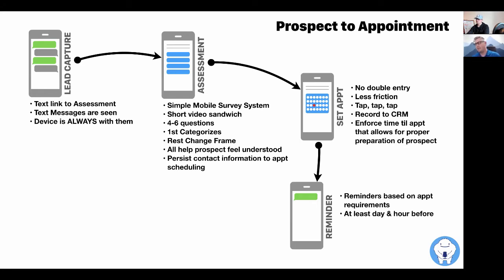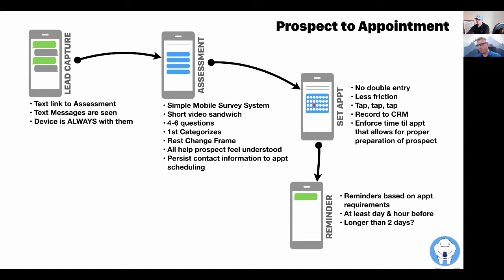At least a day and an hour before the appointment. We want at least 2 reminders on any appointment. I don't like appointments to be set like the next day, but if they do, then we've got to make sure that we're sending out those reminders the day before and then an hour before at least. So that's what the system will do.